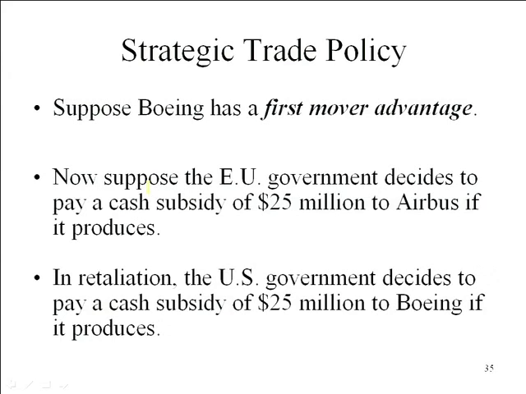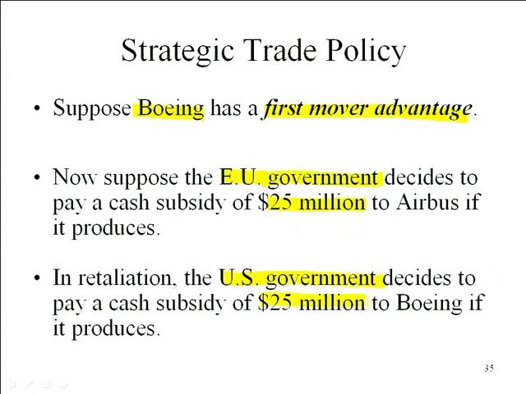Okay, now, the question was asked, well, wouldn't the US government do something? Again, let's assume Boeing has the first mover advantage. The EU provides a $25 million subsidy if Airbus produces, and now the US government rides to the rescue, providing a $25 million subsidy to Boeing if it produces. Okay. So again, this was our original payout matrix.